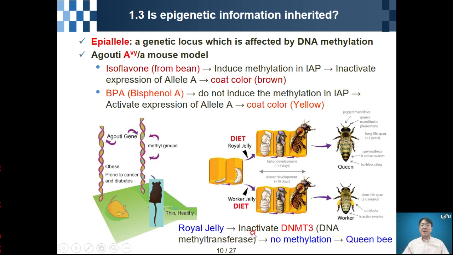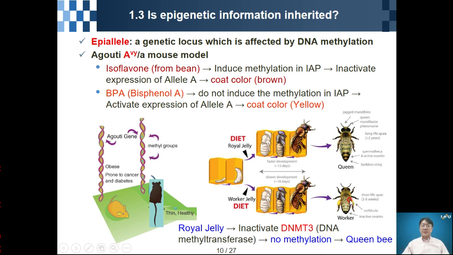So it means that there is no methylation in the DNA. It means that it can induce queen bee. But when the royal jelly is given to the same larva, usually this royal jelly activates DNMT3. So it means that there is a loss of methylation. So it will make the worker bees like this.